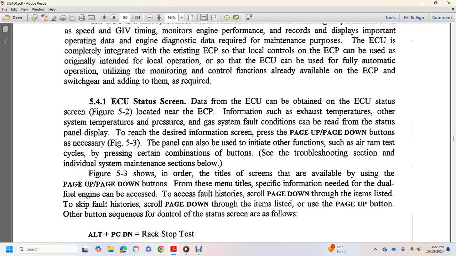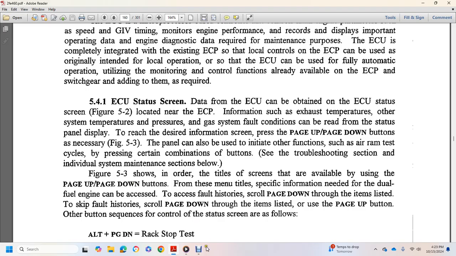Data from the engine control unit can be obtained with the engine control unit status screen, figure 5.2, located on the engine control panel. Information such as exhaust temperatures, system temperature, pressure, gas system faults, and conditions can be read on the status panel display. To reach the desired information on the screen, press the page up and page down buttons. It's also possible to initiate other functions, such as air ram test cycles, by pressing certain combinations of buttons. Figure 5.3 shows an order of the title screens available using the page up and page down buttons, specifically the information needed for the dual fuel engine can be accessed.